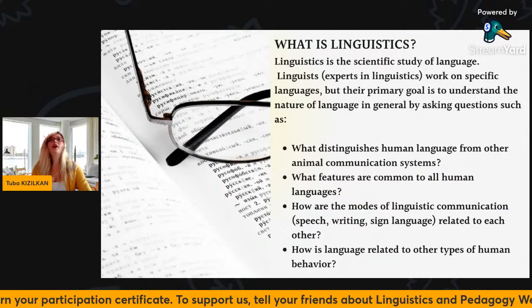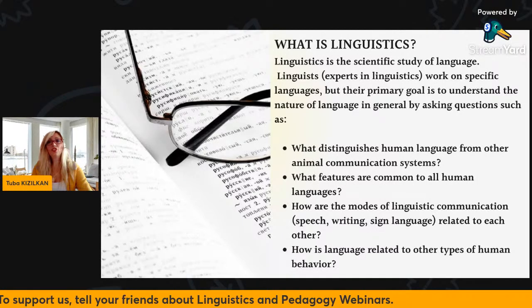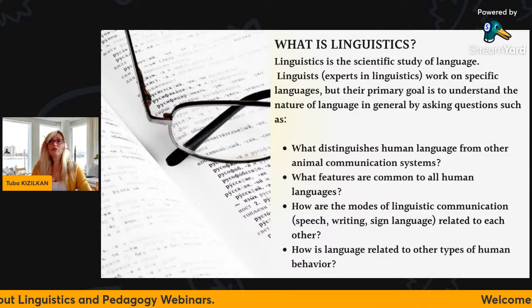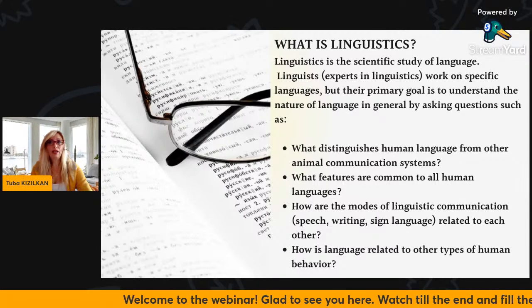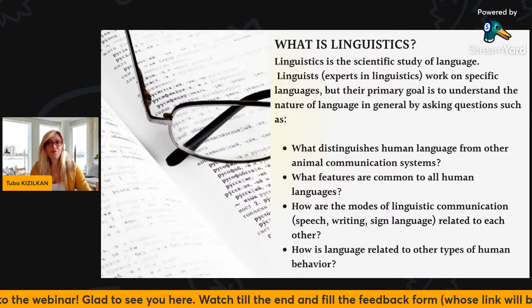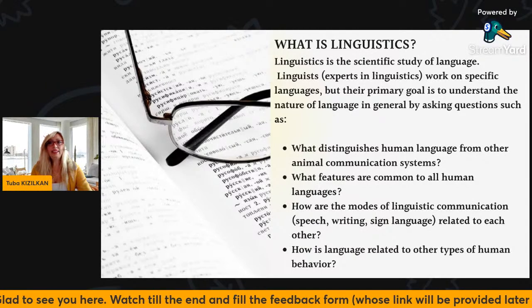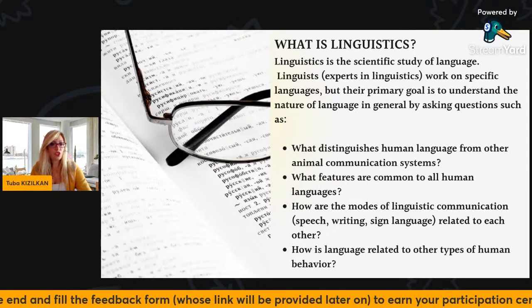And what is linguistics? As this presentation is on linguistics and on pedagogical linguistics, we should also, of course, briefly mention what linguistics is, so that we can understand what pedagogical linguistics is. So we can briefly say that linguistics is a scientific study of language.